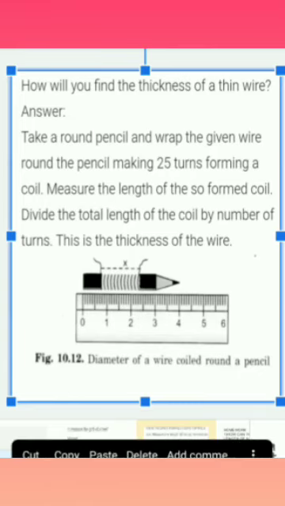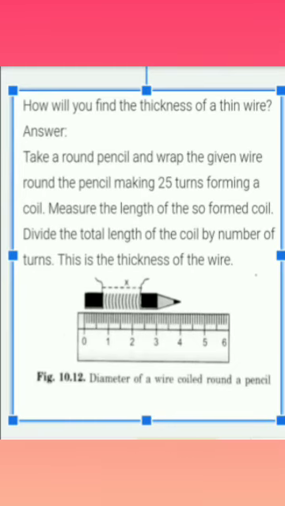Measure the length of the coil so formed. Divide the total length of the coil by the number of turns. This is the thickness of the wire.